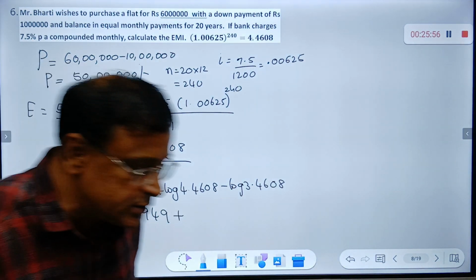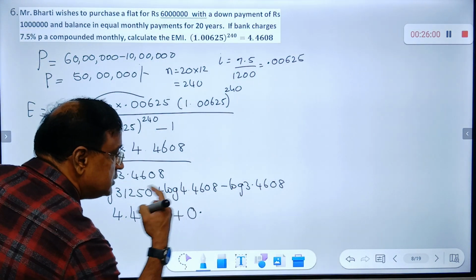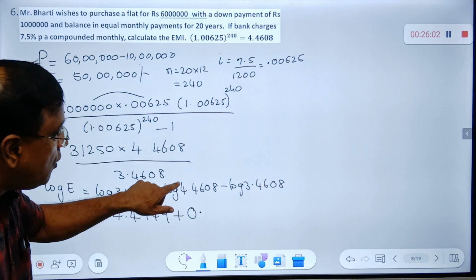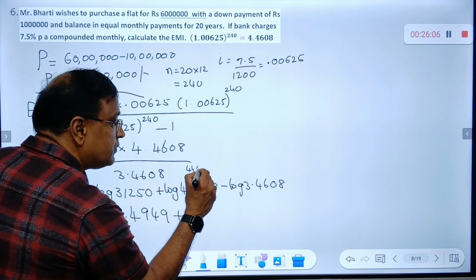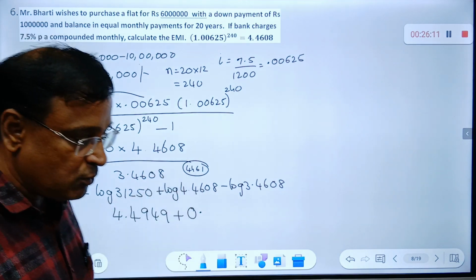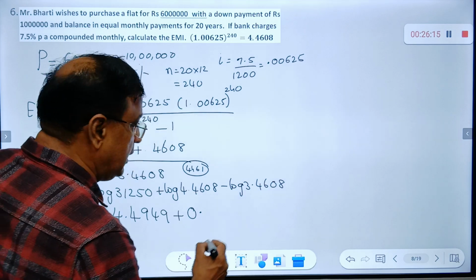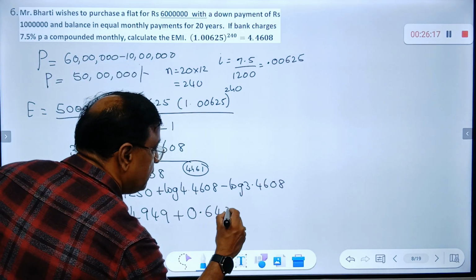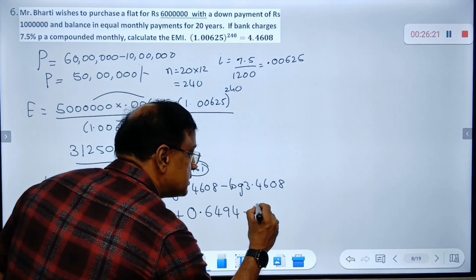What is the characteristic of 4.4608? It is 0 because it's a 1-digit number. So you look at the log of 4461. Okay, don't look at 4460, look at 4461, since 8 is more than 5. So that I am getting it as 6494. 6494 minus, again, it's a 1-digit number, so the characteristic is 3.